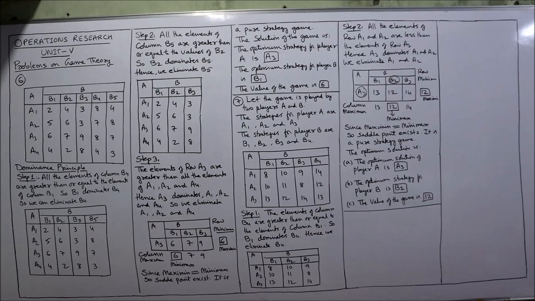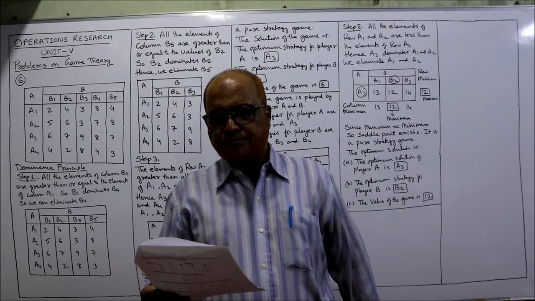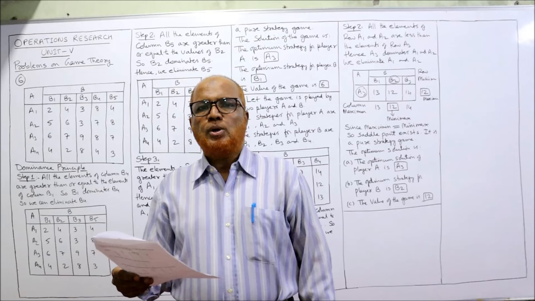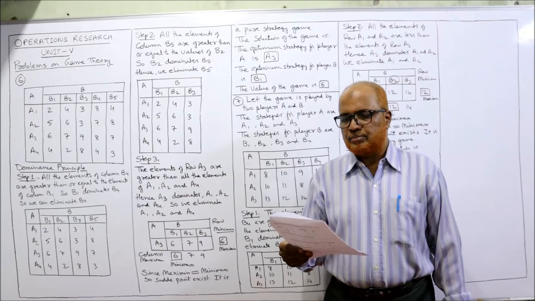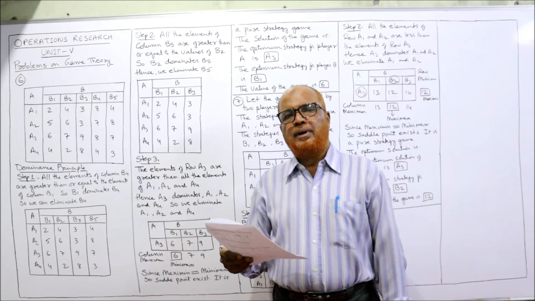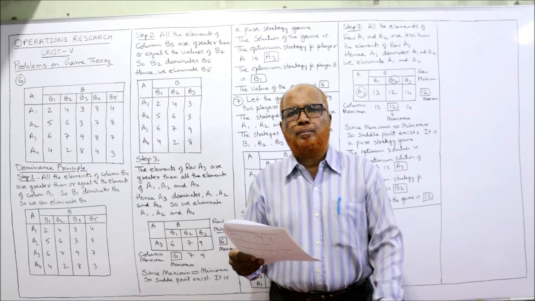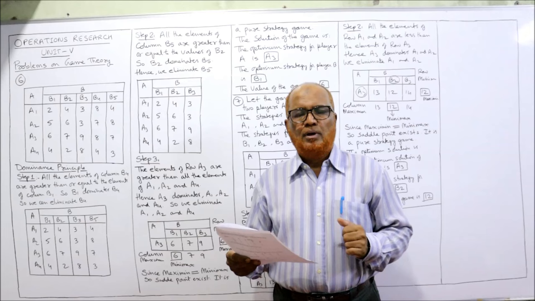Now, see problem number 6. Following is the payoff matrix for players A and B. Player A is in rows and player B is in columns. In rows, we have 1, 2, 3, 4, so 4 strategies are available for player A. And 1, 2, 3, 4, 5, so 5 strategies are available for player B. So we will give the names A1, A2, A3, A4, whereas B1, B2, B3, B4, B5.